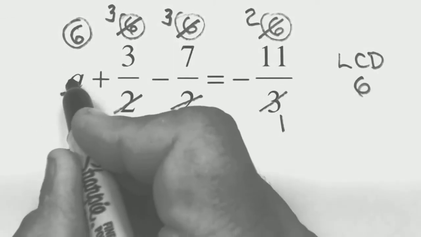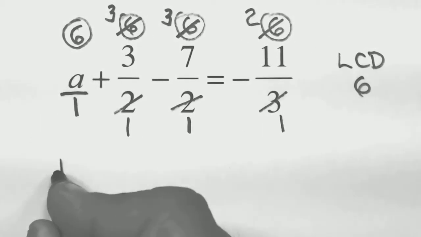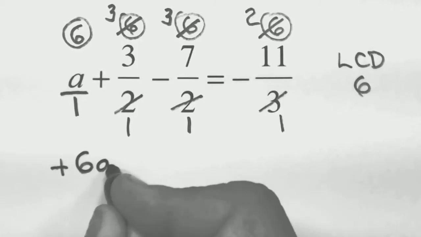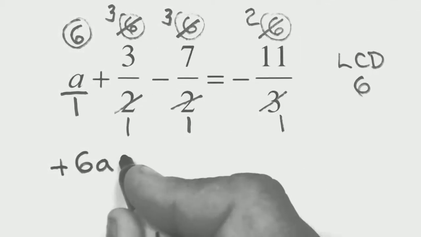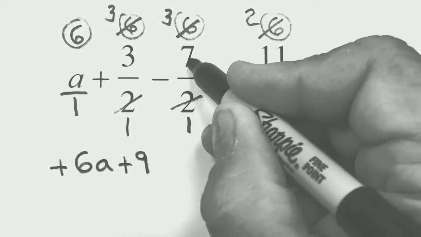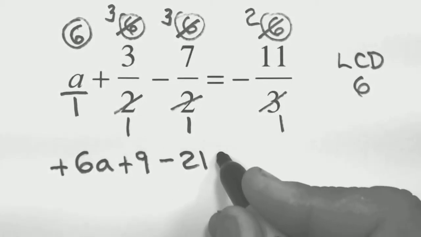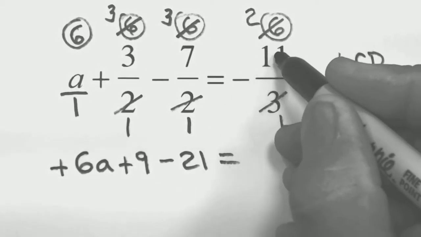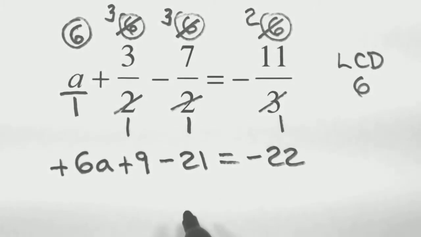Well, this is plus a times 6. Remember, the full 6 is still here. So I write that as plus 6a. Then I have plus 3 times 3. That's plus 9 for the next guy. And then I have negative 7 times 3. That's negative 21. And over on the right, negative 11 times 2 is negative 22. So carefully go back and put your leftovers together.